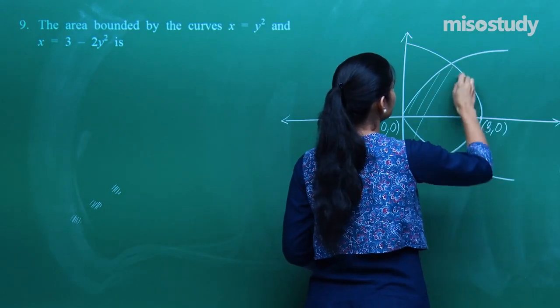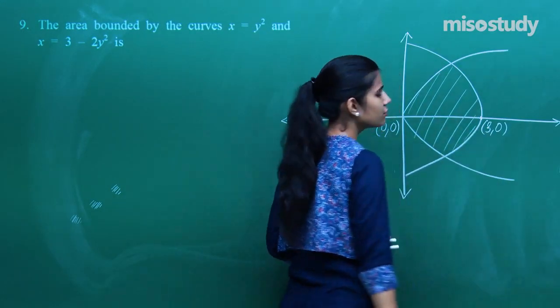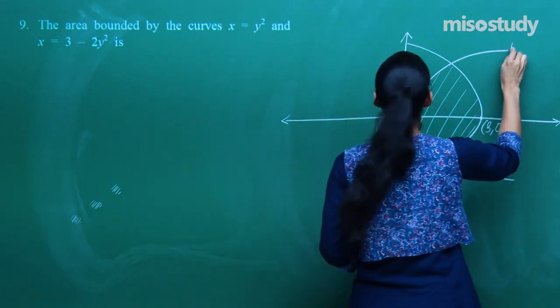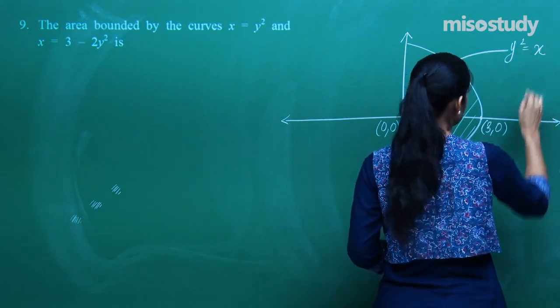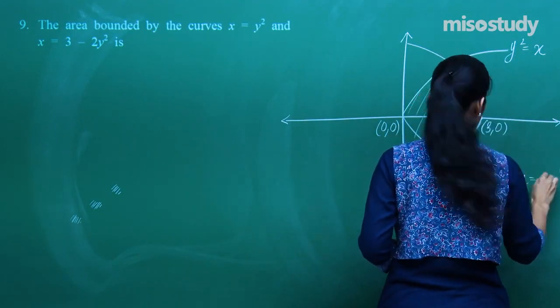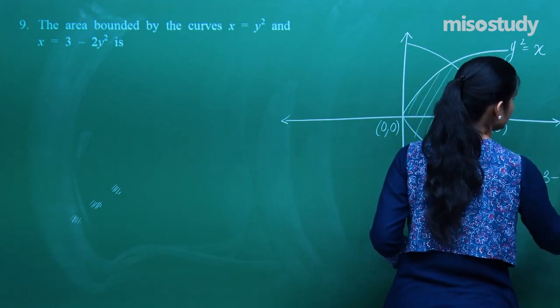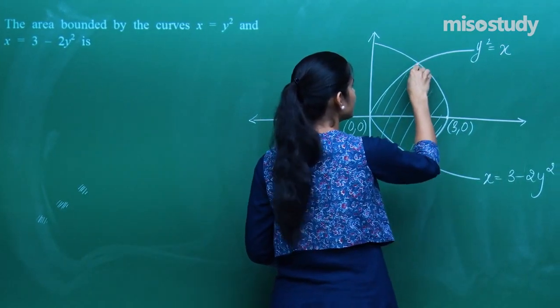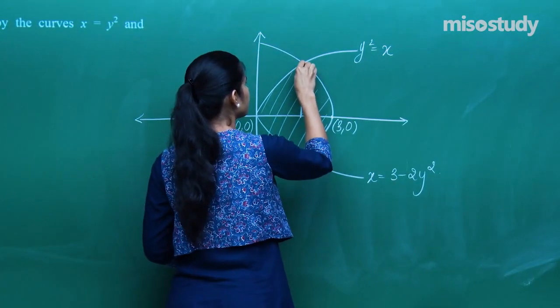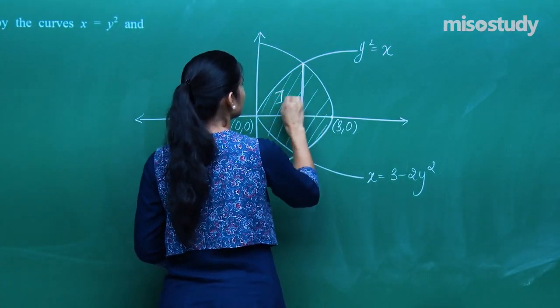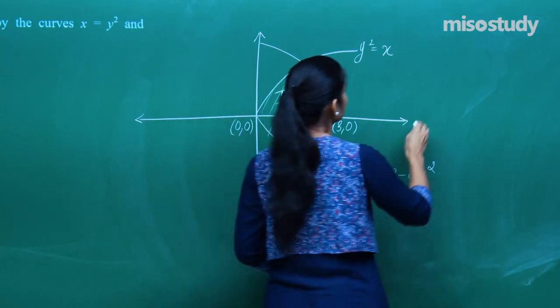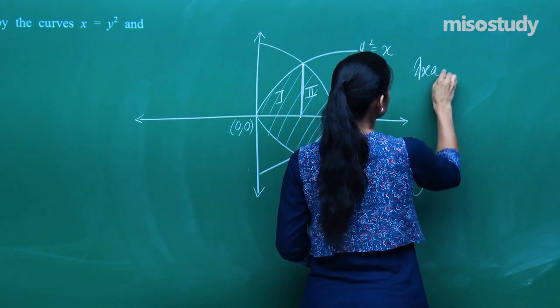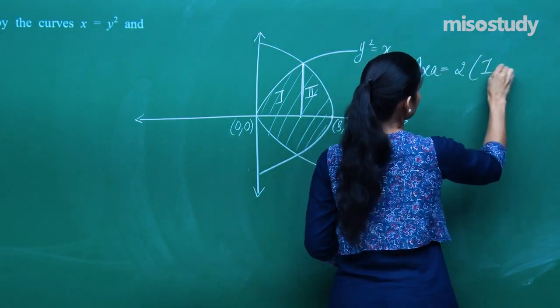And this is the area you need to compute. This complete shaded region is what you need to compute. Okay? What is this? This is y square equals x, and this is x equals 3 minus 2y square. Now when you talk about the area, you basically say this is 1, this is 2. So you say area is twice of 1 plus 2.